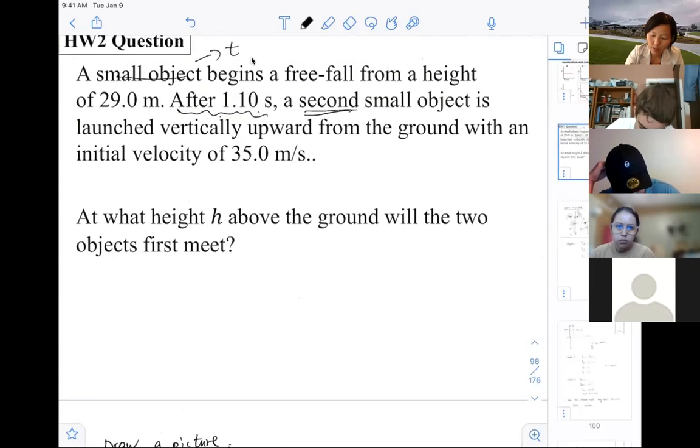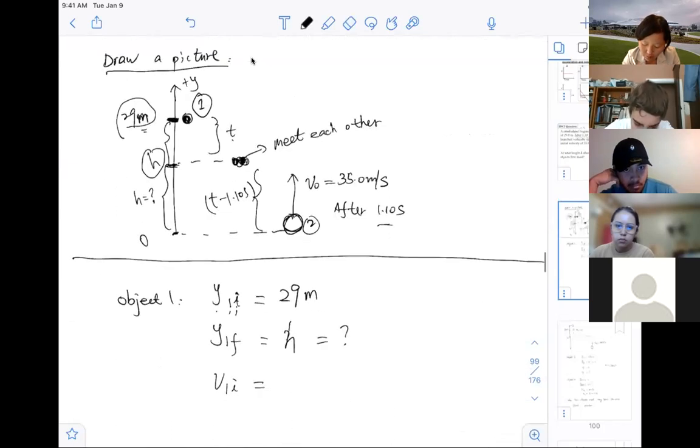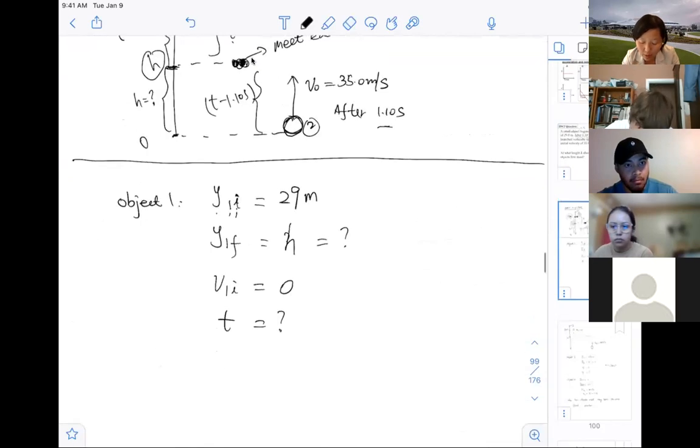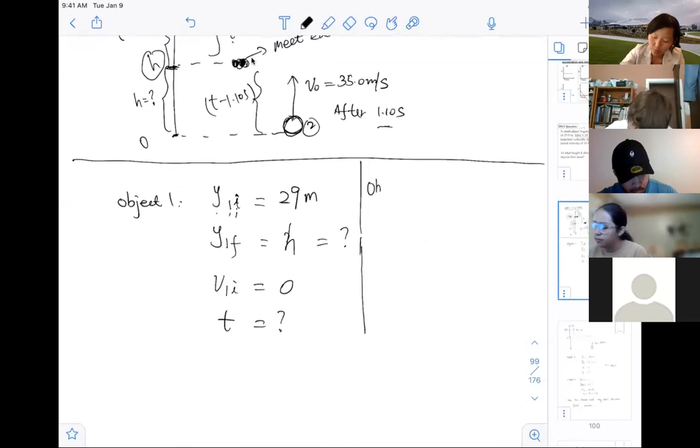It's being released. Initial velocity is 0. Yes, very good. Okay, so I'm going to list all of these, and the time it travels, I don't know. I'm going to say it takes total time of t to travel. So these are the quantities I'm going to label for my object 1. And I'm going to now label my object 2.